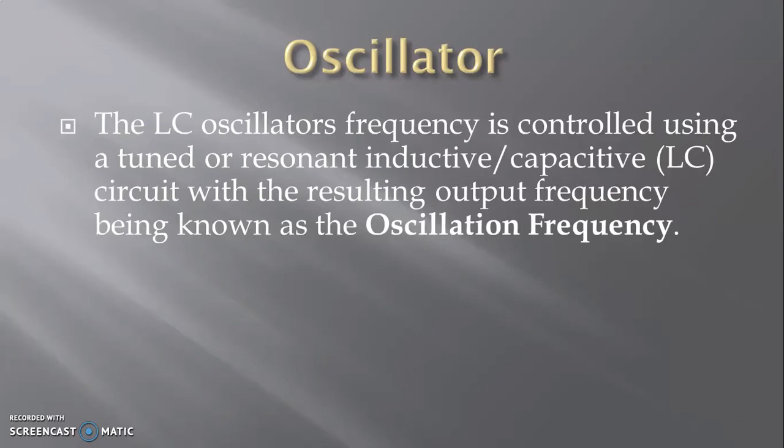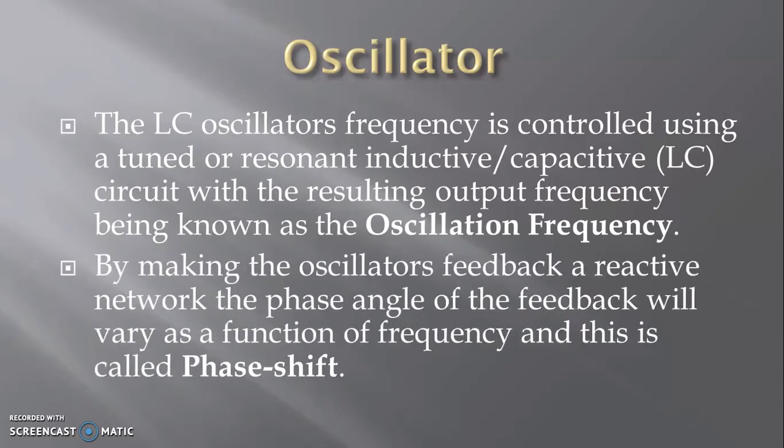The LC oscillator frequency is controlled using a tuned or resonant inductive capacitive LC circuit, with the resulting output frequency being known as the oscillation frequency. By making the oscillator's feedback a reactive network, the phase angle of the feedback will vary as a function of frequency, and this is called phase shift. In case of an oscillator, we require positive feedback.